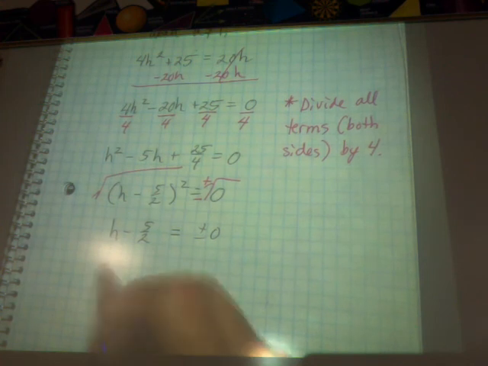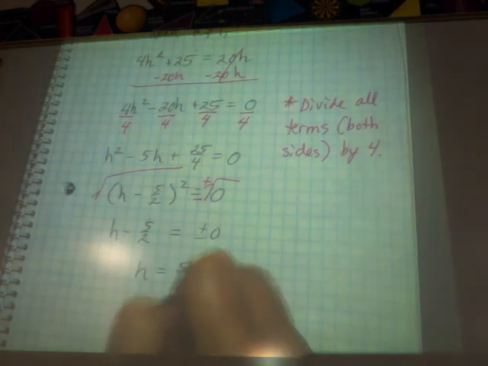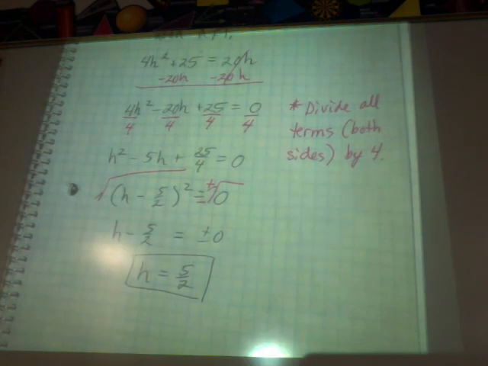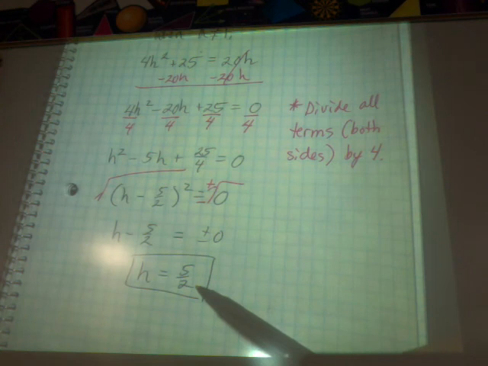Add 5 halves to both sides. So h, I only have one answer. What happens when I have one answer? What do you know about it? Isn't that the vertex then? Isn't the vertex 5 halves, 0? If you only have one answer, that means your vertex is sitting on the x-axis.